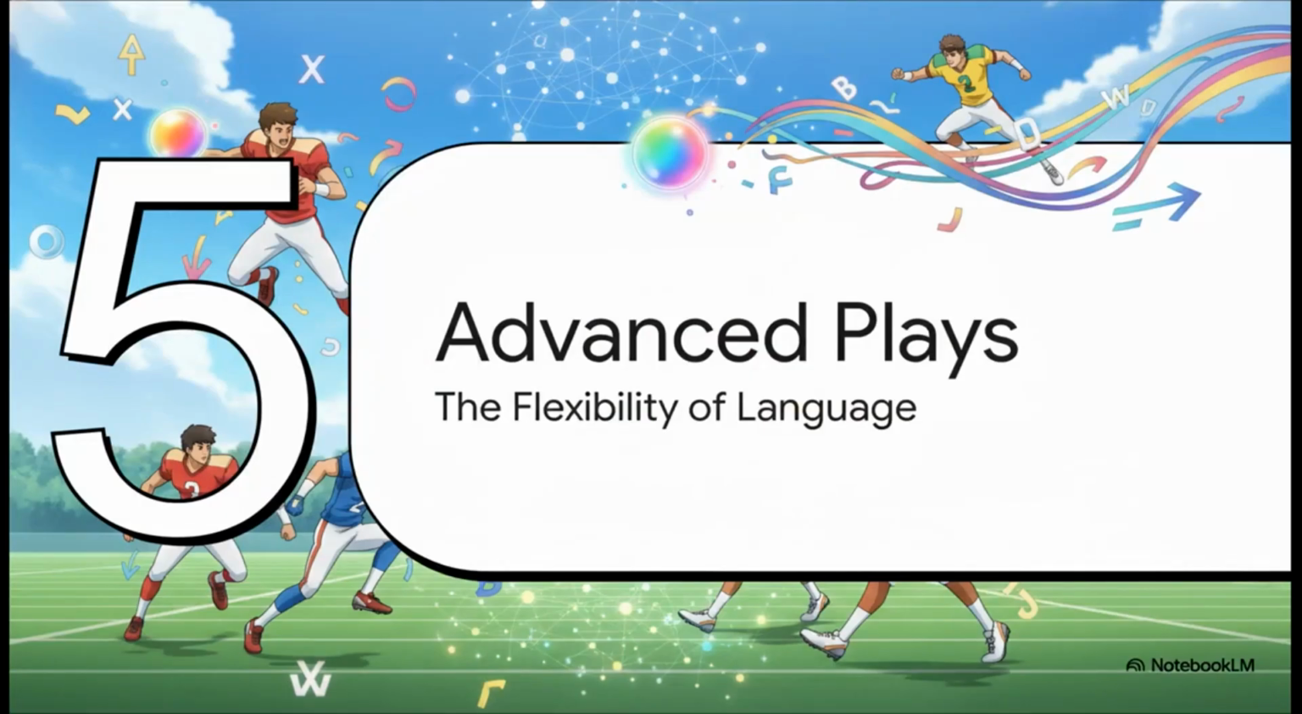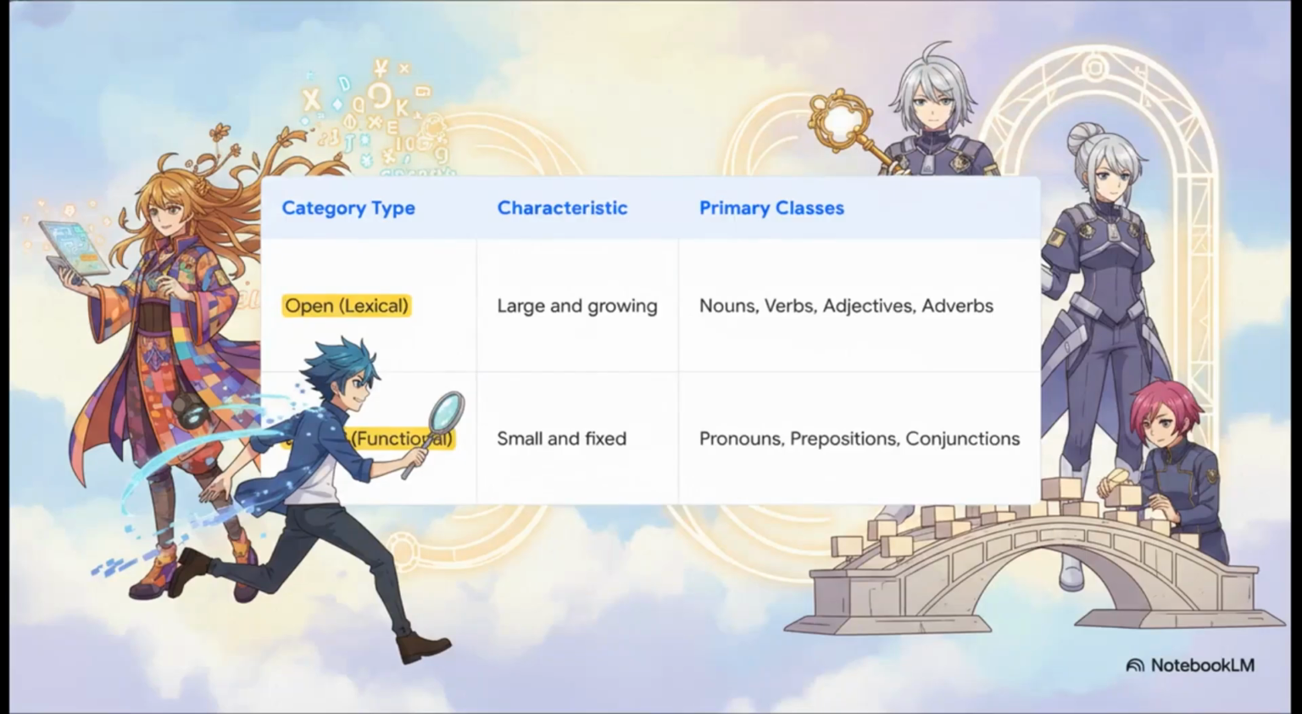So now that you know the team, let's look at some advanced plays. Because here's the thing about language. The rules aren't always so rigid. The same player can sometimes play different positions on the field. First off, it helps to know that our players fall into 2 groups. We have the open classes, nouns, verbs, adjectives, and adverbs. This group is always growing, always adding new words. Think about how we turned the noun Google into a verb, to Google. Then you have the closed classes, like pronouns and conjunctions. This team rarely accepts new members. Their job is to provide the grammatical structure, not invent new ideas.